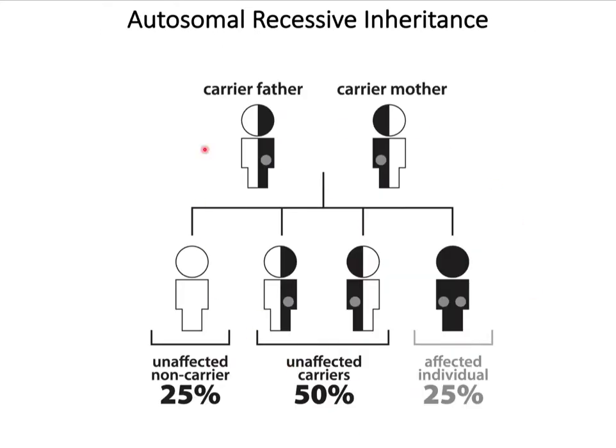So when we talked a little bit about the genetics of cystic fibrosis, we mentioned that it was autosomal recessive. This is a very simple slide reminding you what autosomal recessive is. If you have a father that is a carrier and a mother that is a carrier, then the chance of having a child that has both mutated forms of the CFTR gene is 1 in 4.